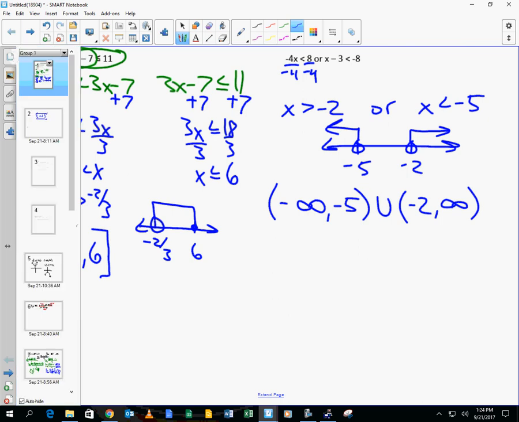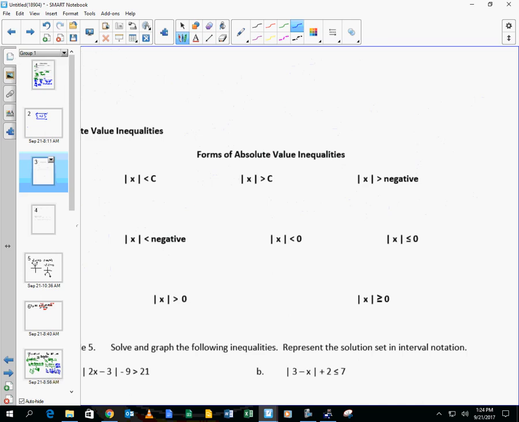Okay. There we go. So when you have two that are joined together, you must use the union symbol. The union symbol means it can satisfy that interval as well as that interval. People ask, do I have to use a union symbol? Yes. It's a U. It takes 0.3 seconds to draw it. You'll be okay. Flip it over.